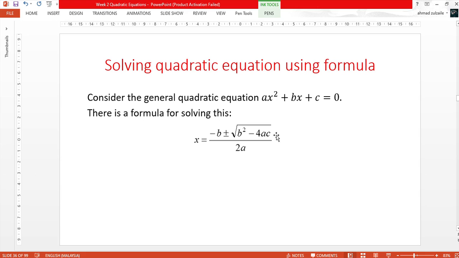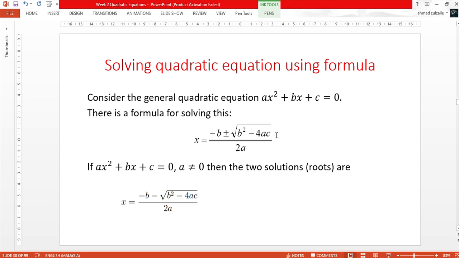How to use this quadratic formula? You just simply compare your equation with the formula, right? So if your ax squared plus bx plus c equal to 0, and make sure your a cannot be equal to 0, then the two solutions or roots are, since over here it consists of plus and minus, you can just simply change them to be: negative b minus square root of b squared minus 4ac over 2a, and the other one is negative b plus square root of b squared minus 4ac over 2a.